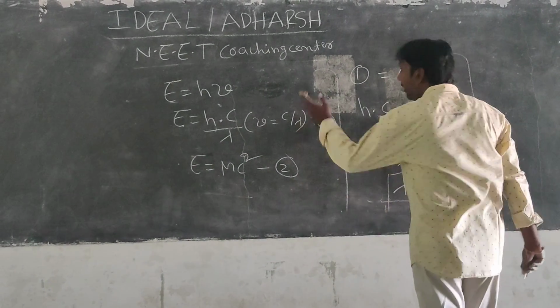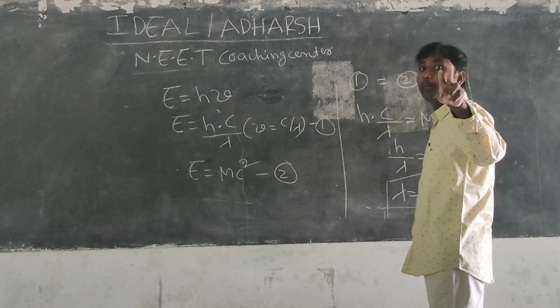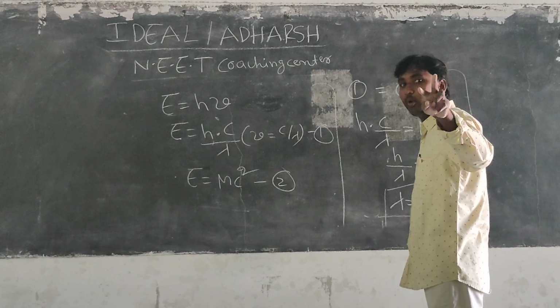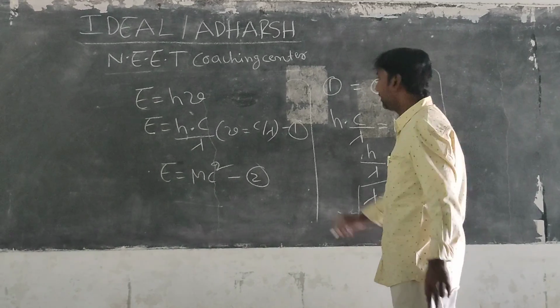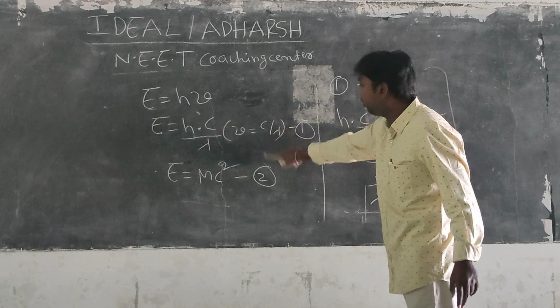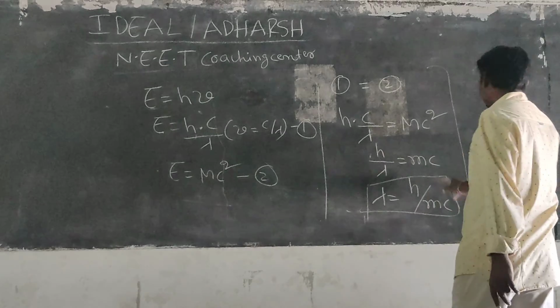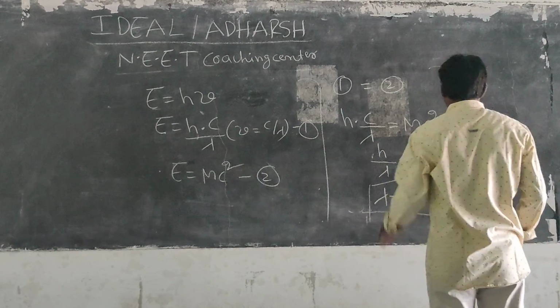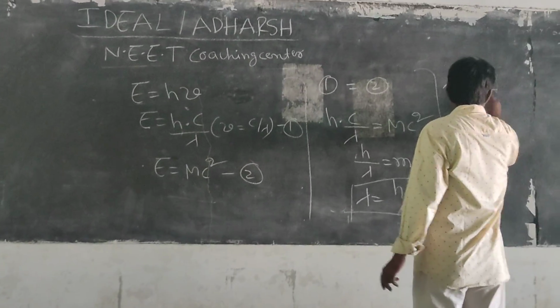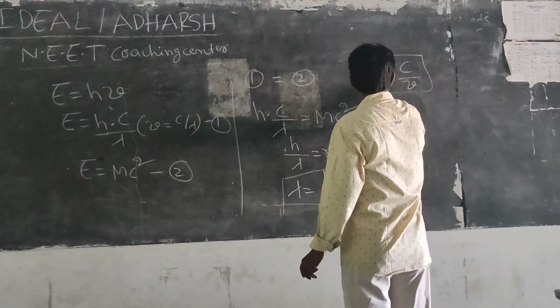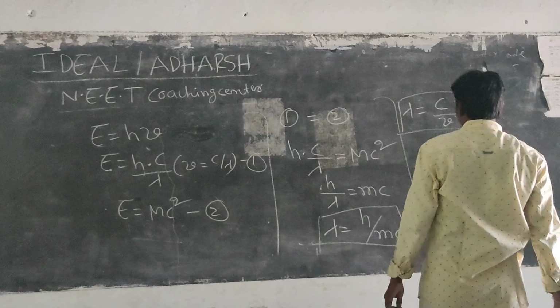Now your wave nature plus particle nature are both combined. Wave nature by Planck's theory, particle nature by Einstein. So we are mixing both. So lambda equals h by mc. Again, lambda equals c by nu. Already we know it. Lambda equals c by nu.